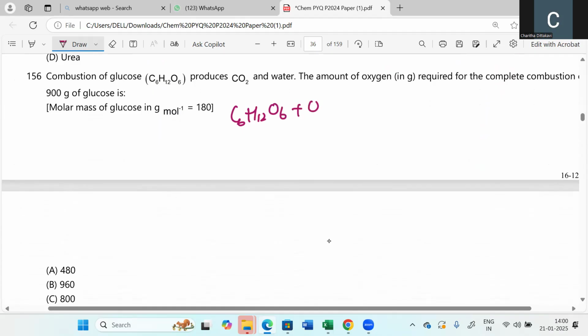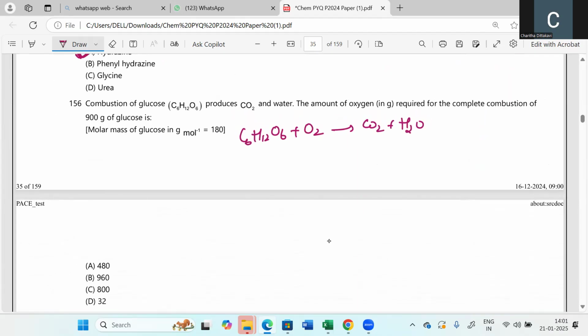C6H12O6 plus O2 will give you CO2 plus H2O. Amount of oxygen required for the complete combustion of 900 grams of glucose. Here it is 900 grams of glucose for complete combustion. Amount of oxygen required is asked. It should be in grams here.